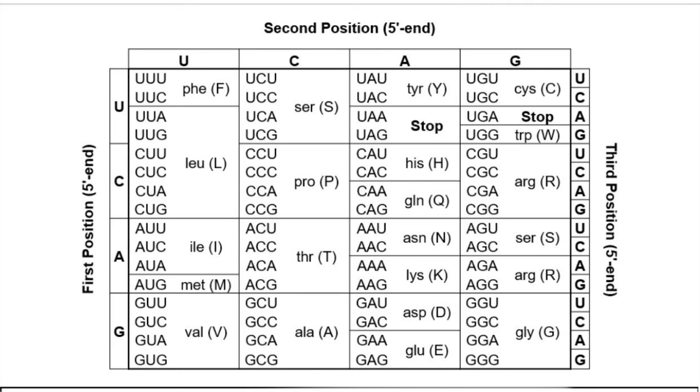This is a photo of the coding dictionary, which includes all 64 codons and their correlating amino acids.